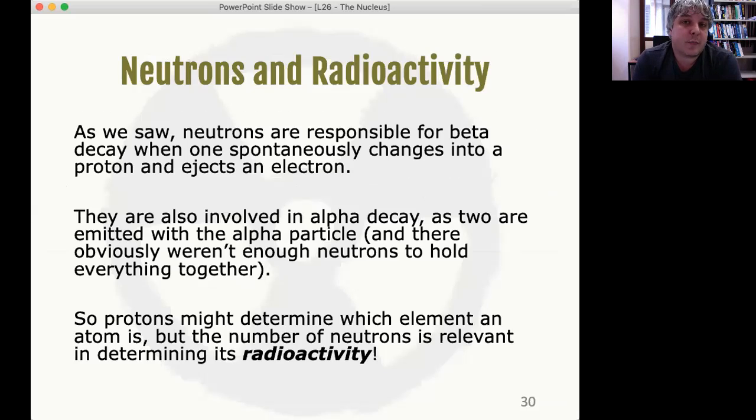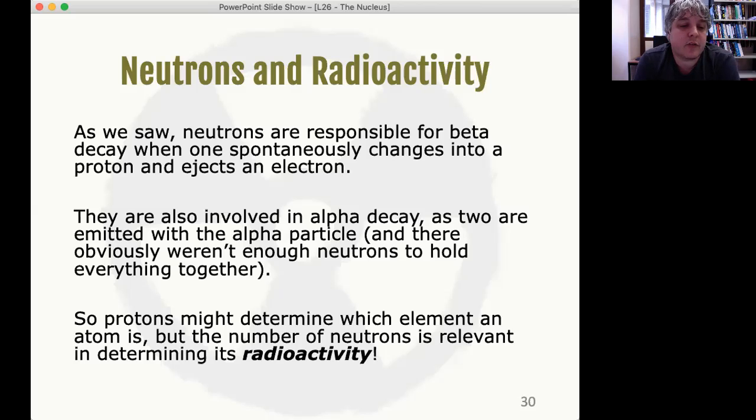As we saw, neutrons are responsible for beta decay. One will spontaneously change into a proton and eject an electron. So neutrons are already responsible for part of what we're looking at. They're also involved in alpha decay, as the two that are emitted with the alpha particle are obviously making up mass numbers from either side. But neutrons are also relevant in that usually when we get alpha decay, we're getting rid of a couple of protons because there aren't enough neutrons. So it's a lack of neutrons that will generally cause alpha decay.